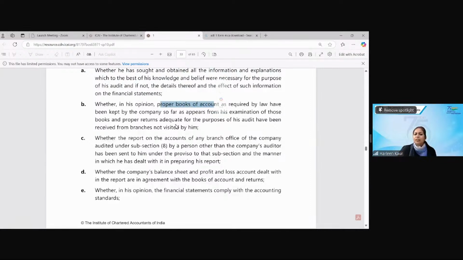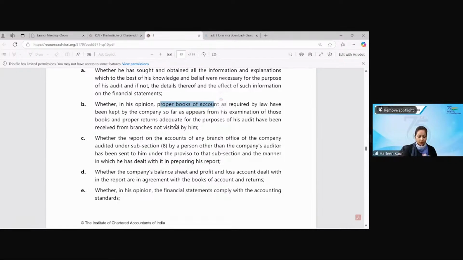And then what will be the second point of the heading? Proper books of accounts. Whether the company has maintained proper books of accounts. What is the meaning of books of accounts, children? Please answer me. What do you understand by books of accounts? Chapter number 1, preliminary. Please tell me what books of accounts are. Devyanshi Garg, Ms. Kaushal, all those who are with us on the portal also, please keep answering. What are books of accounts?